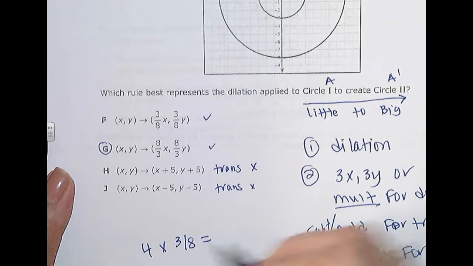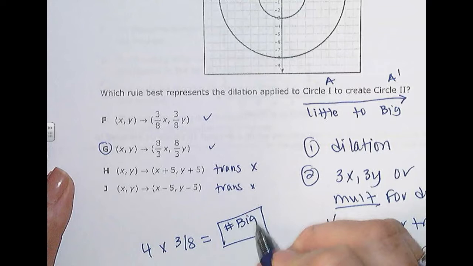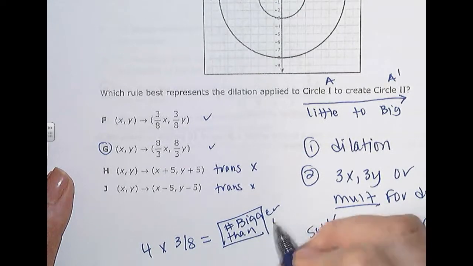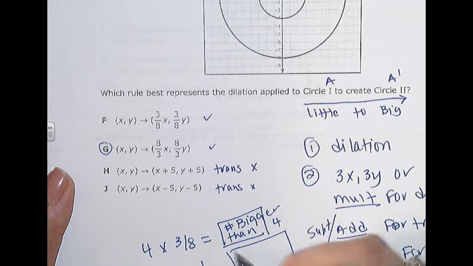Take 4 times 3/8 and see if you get a number bigger than four. Did you? No. All right, try the other one. Do 4 times 8/3 and see if you get a number bigger than 4.